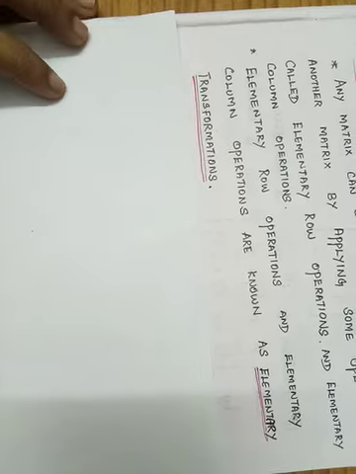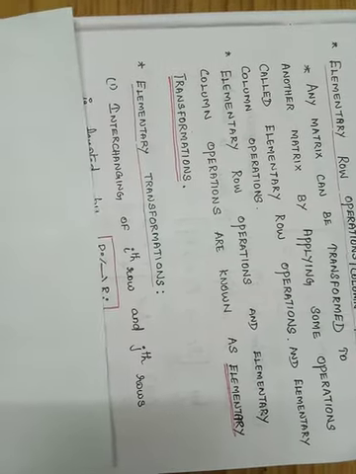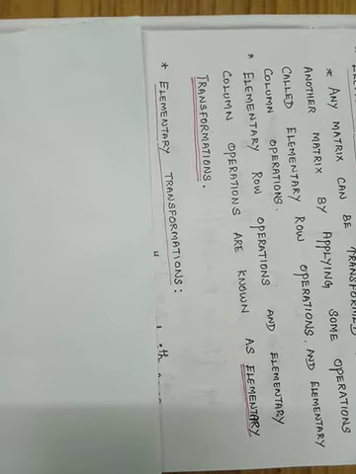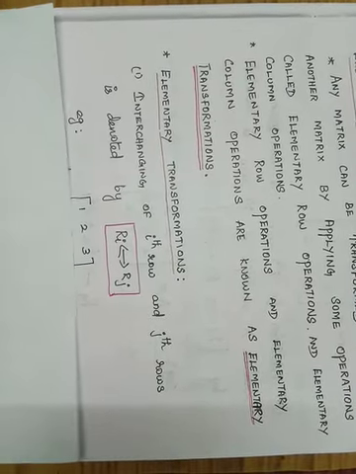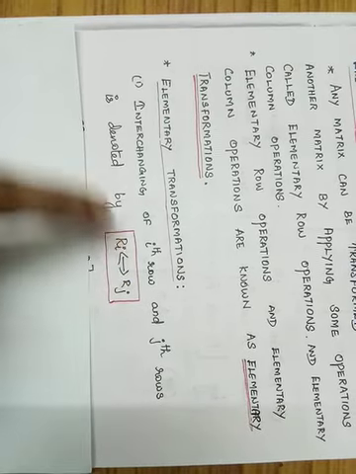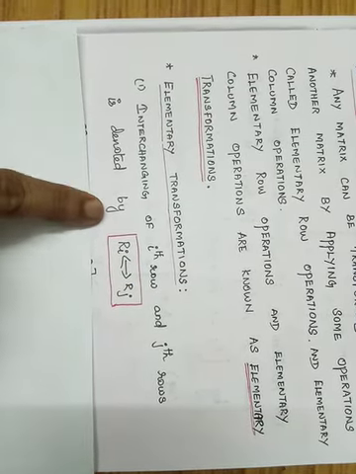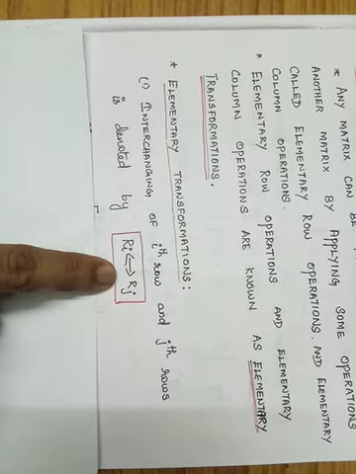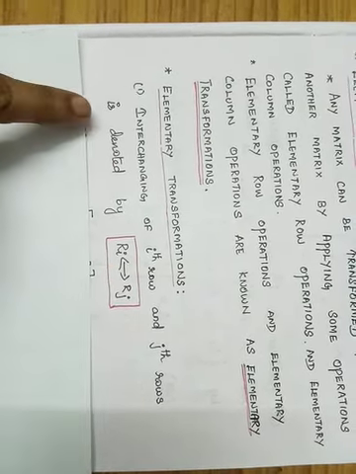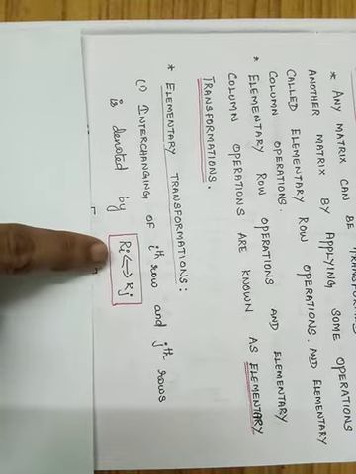Here we are going to see three elementary transformations which are going to be applied on rows. The first one, interchanging of ith row and jth row, is denoted like this.